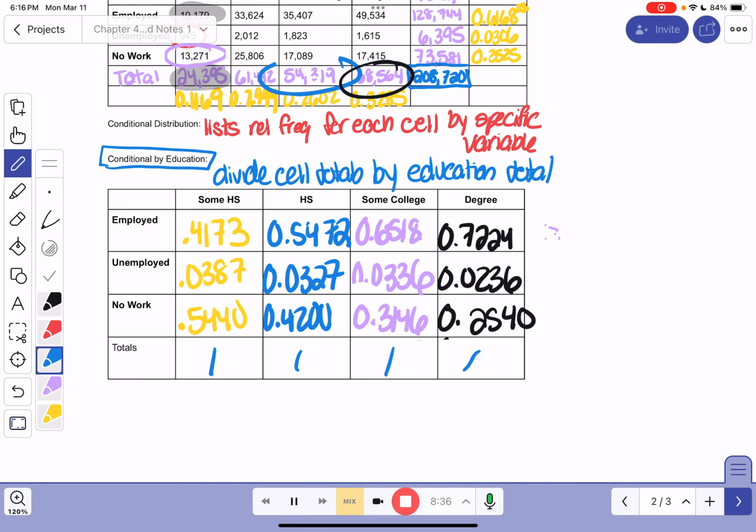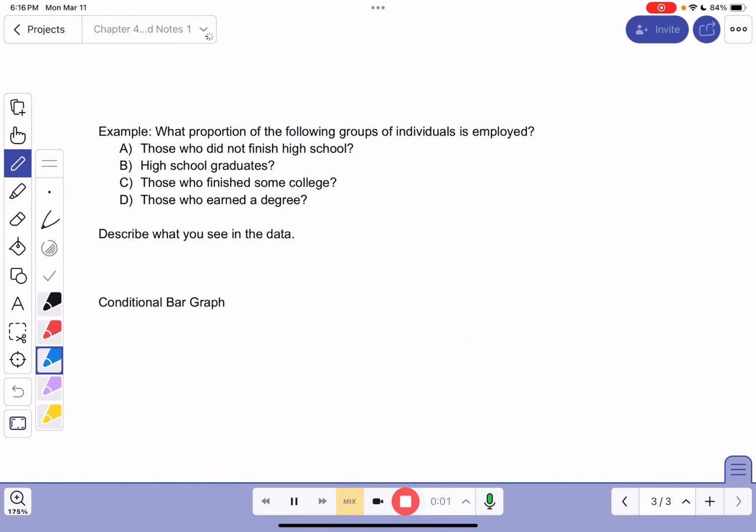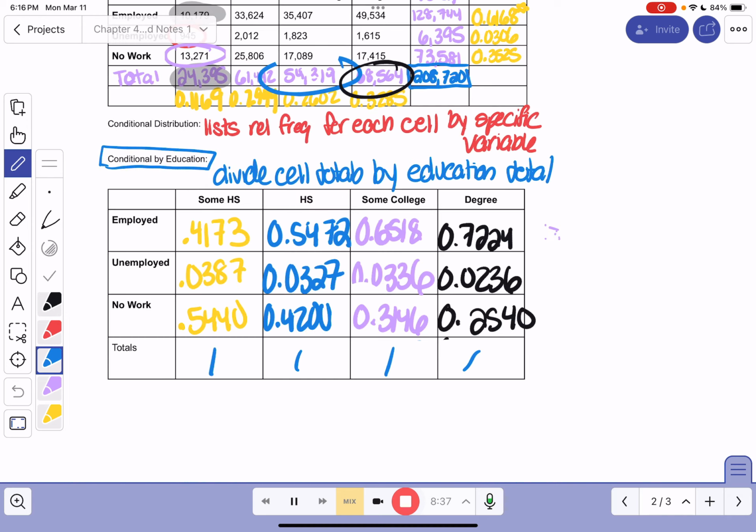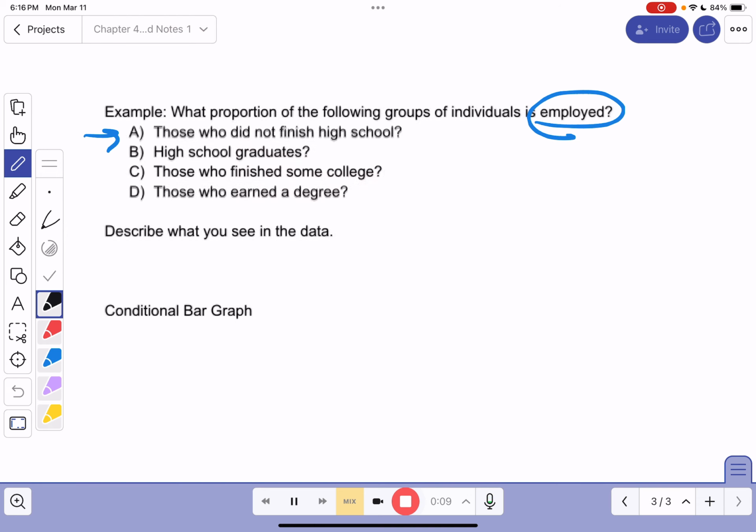Now, using that table, we're going to answer what proportion of the following groups of individuals is employed. So we're only looking on our employed row. Those who didn't finish high school. So only some high school and employed would be 0.4173.